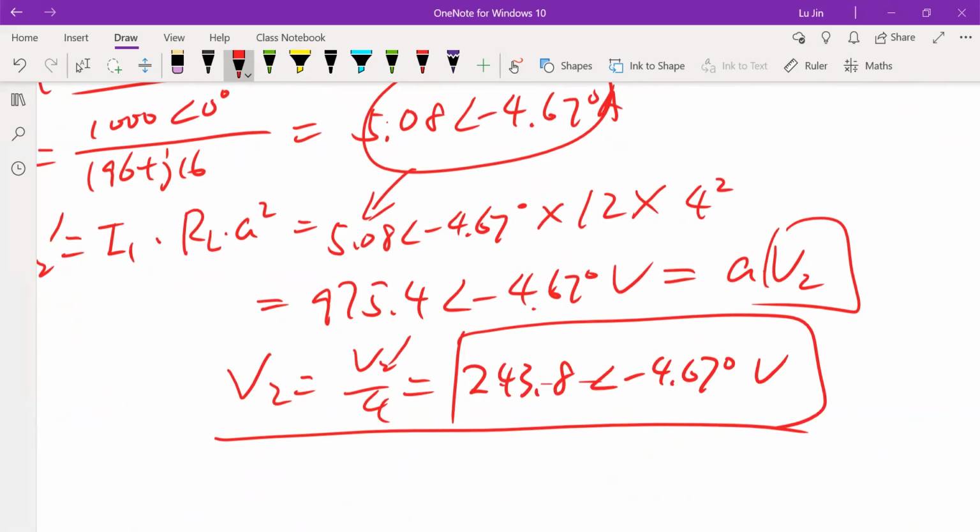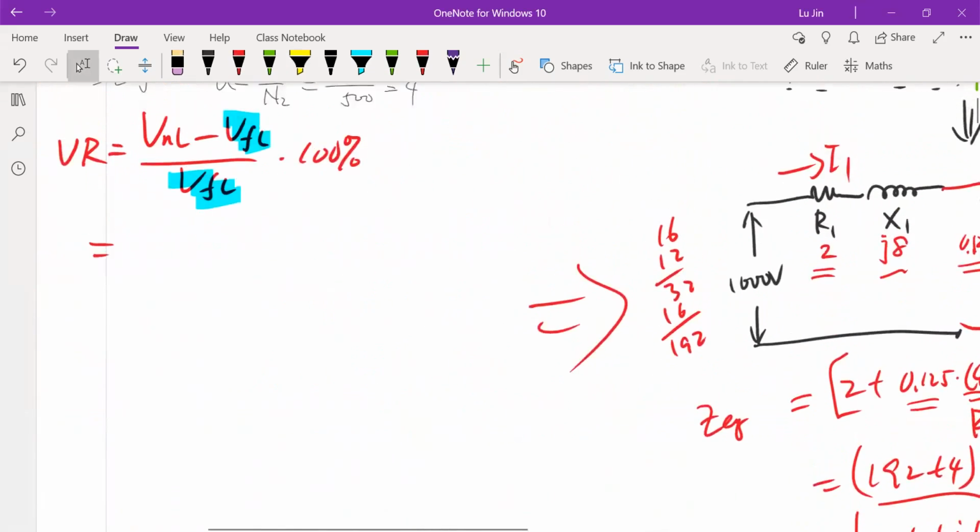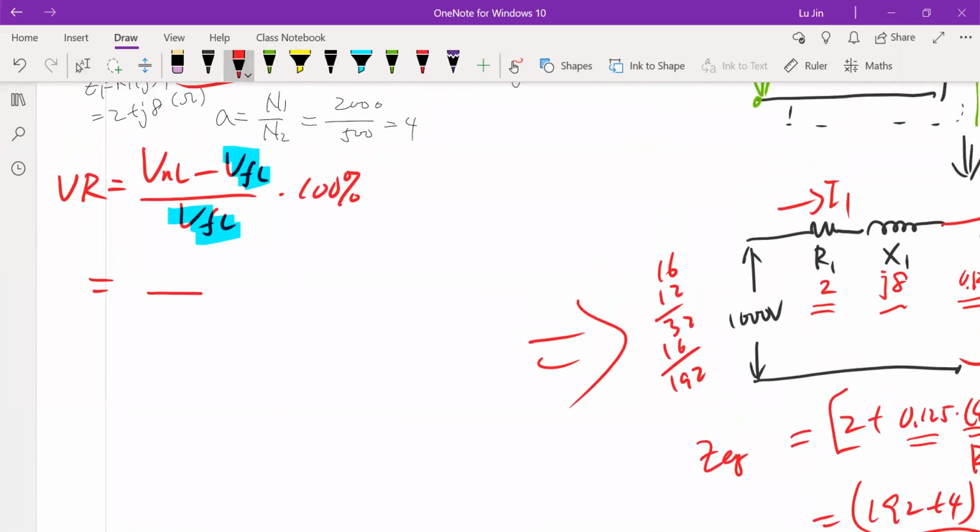Regarding the voltage regulation calculation, we want to use the magnitude of the full load voltage. So we just need to copy this 243.8 number into the formula. So here we go back to here. That's equal to, for this full load voltage, we just copy the number 243.8, times 100%. The only thing left is the no load voltage.